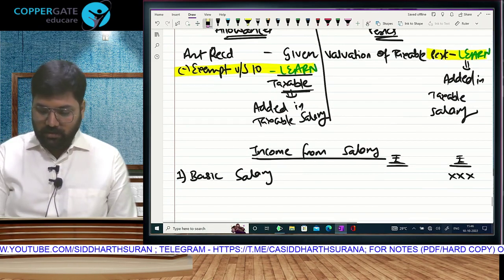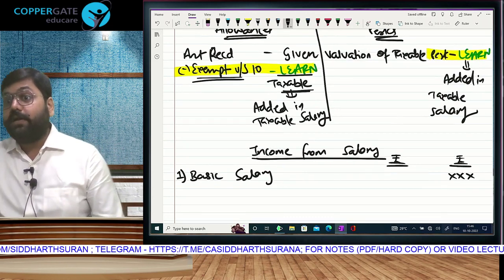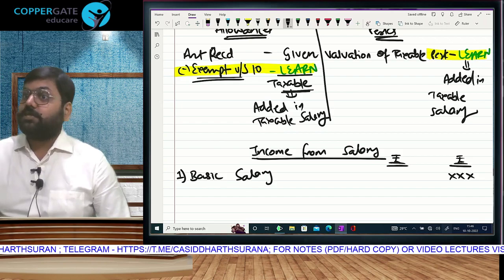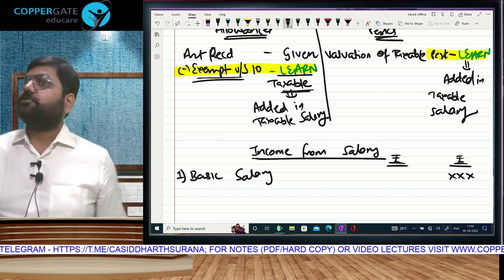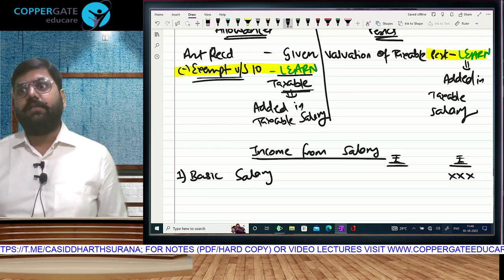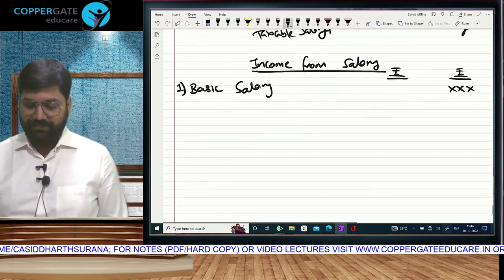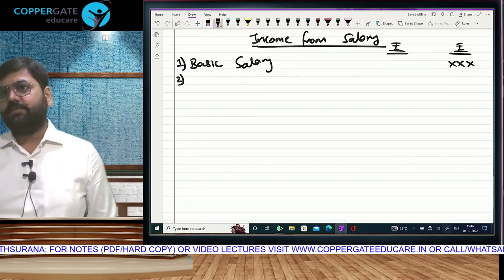Please come here. In allowances I will teach you exemption, only if there is a prescribed exemption. For some allowances, they are giving exemption. But for a lot of allowances, there is no exemption. So such allowances are going to be fully taxable. Directly, we will take them in the outer column. Correct? Okay.